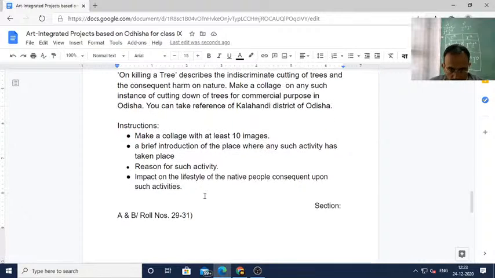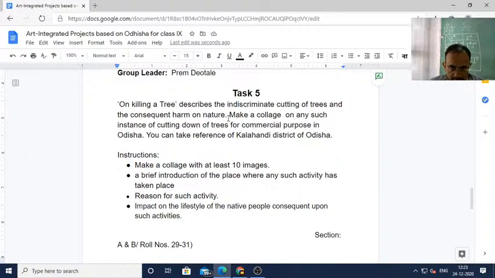Then dear students, task 5 you can see, On Killing a Tree. Describe the indiscriminate cutting of trees and the consequent harm on nature. Make a collage on any such instance of cutting down trees for commercial purpose in Orissa. So you have to find out any instance where not only trees but their habitat has also been destroyed because of commercial purpose. You can take reference of Kalahandi district of Orissa, where similar things have taken place.